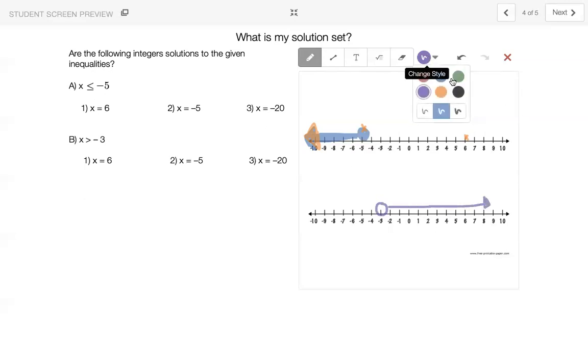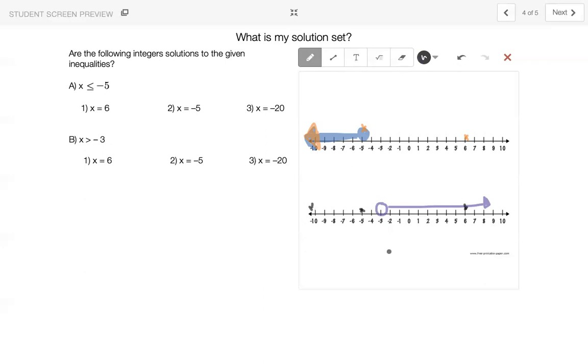So again, we're checking here to see if these are solutions. So 6, if I were to go to 6, yes, 6 falls in this graph in the range that I colored in with the arrow. So 6 is true. Number 2, x is equal to -5. Out here, no, that is not a true solution because it's not within the solution set that I drew of the arrow. And then lastly, -20. Okay, obviously that one is also not a solution because it's way over here somewhere.